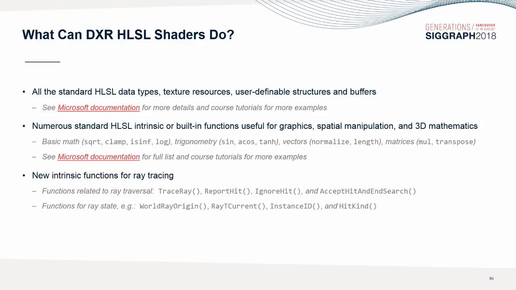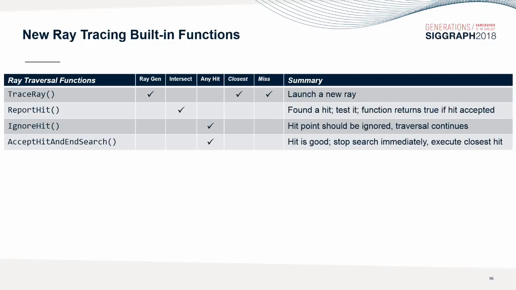Then we have new intrinsic functions specifically for ray tracing, and those I do want to walk through because those are interesting. The first set of new intrinsics are related to ray traversal. So you've already seen TraceRay. This is what spawns the ray. You can call this from a ray generation shader, a closest hit shader, or a miss shader, which allows you to do recursive ray tracing. You cannot launch it from an intersection shader. You're in the process of intersecting your existing ray. You can't launch one there. And you can't launch it from the any hit shader.